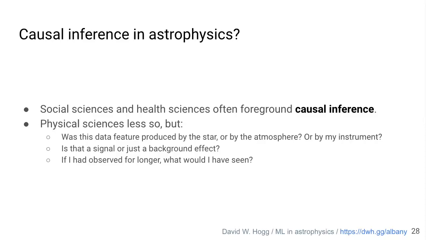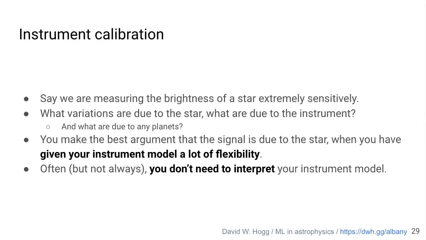But in astrophysics and in things like the LHC, it does come up because we ask things like, was this feature of the data created by the star that we're observing, or by the atmosphere that we're observing through, or by the instrument, which is varying and changing its temperature? So this is fundamentally a causal question. Can we see where the features in the data came from causally? And this is a big area of research in machine learning now, and it's very relevant to problems we work on.